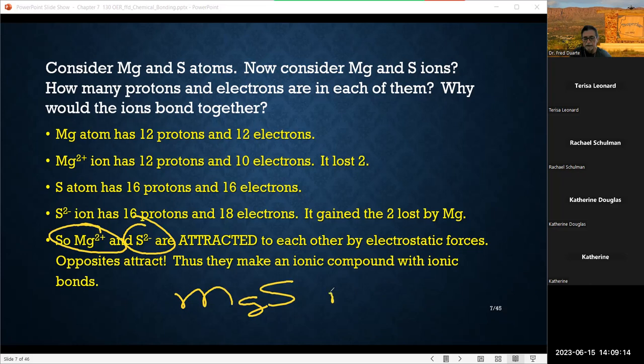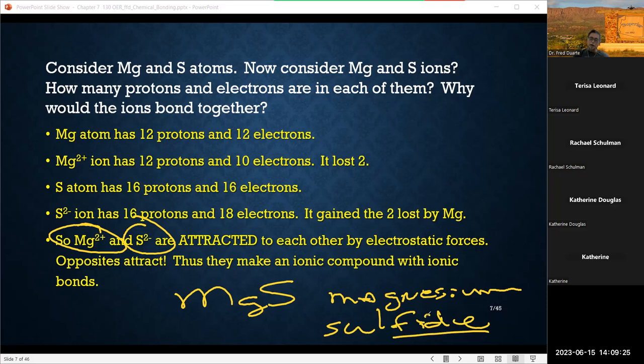And the name is magnesium sulfide. Okay, sulfide. It went from sulfur to sulfide. Oxygen goes from oxygen to oxide. Phosphorus goes to phosphide. Okay, IDE. All the halogens go to halide, so it'd be chloride, bromide, etc.